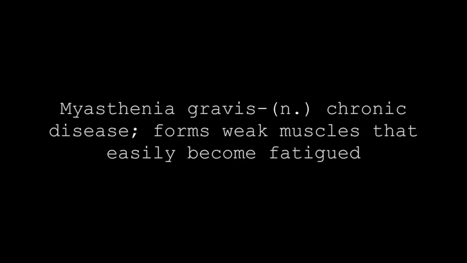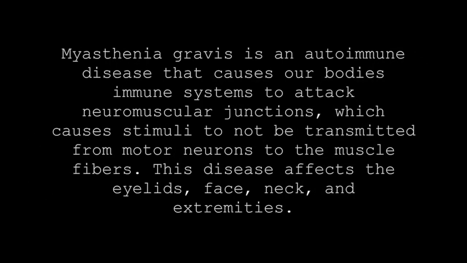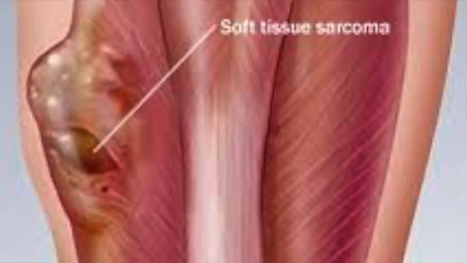The following disease is myasthenia gravis, which is another chronic disease that causes weak muscles to easily become fatigued. Myasthenia gravis is an autoimmune disease that causes our body's immune system to attack neuromuscular junctions, which causes stimuli to not be transmitted from motor neurons to the muscle fibers. This disease affects the eyelids, face, neck, and extremities.